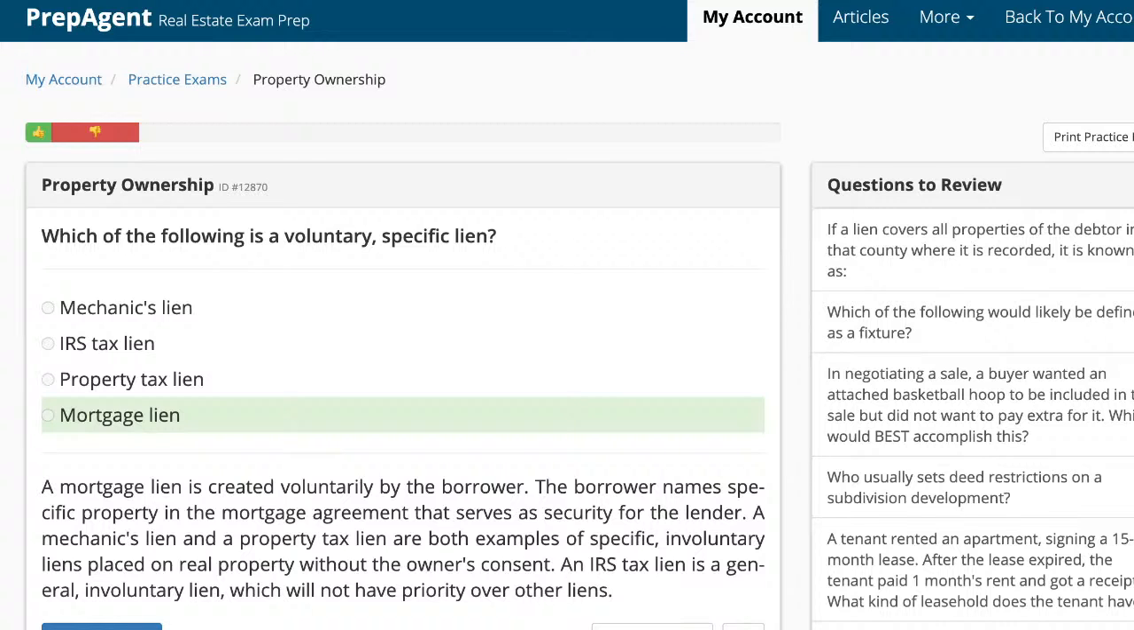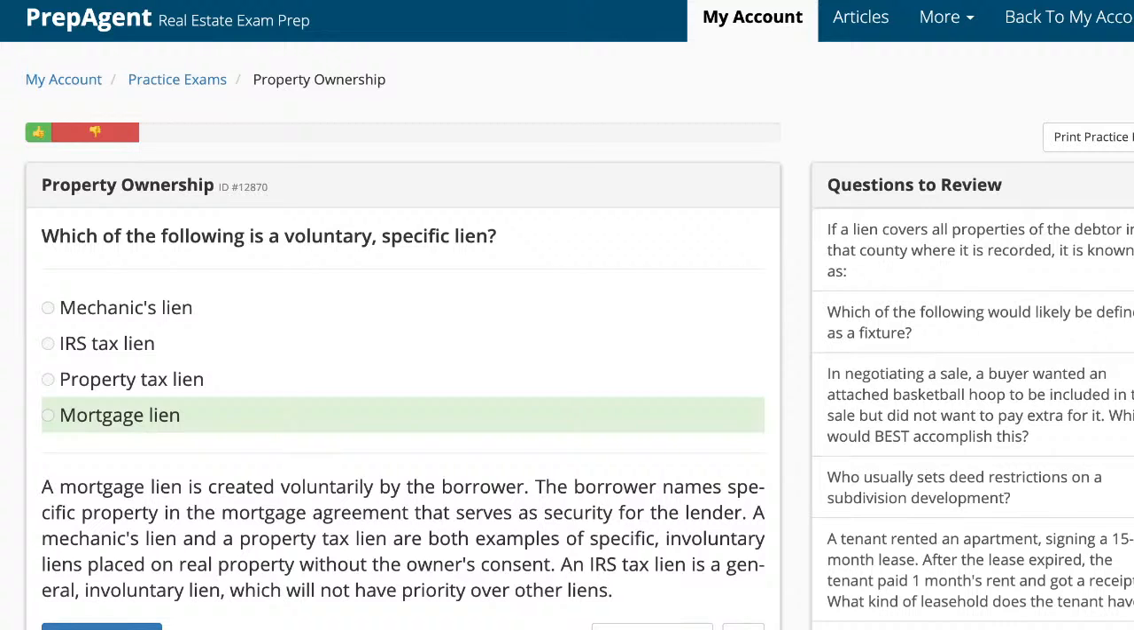What I would like you guys to do right now is write in the chat other examples of specific liens. I'll give you a hint. They're on the board. Property taxes, good. Mechanics liens, good. Those are specific liens. They're just not voluntary. That's why they're not the answer to the question.